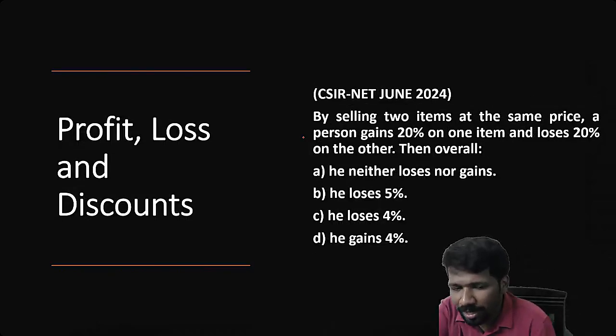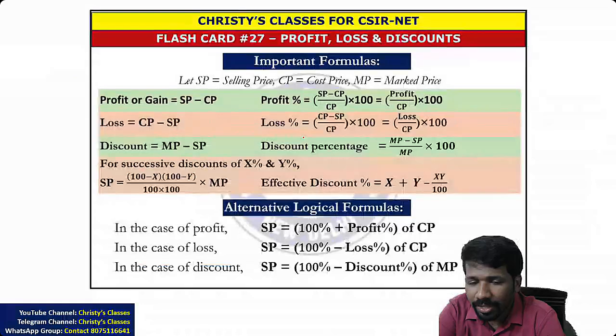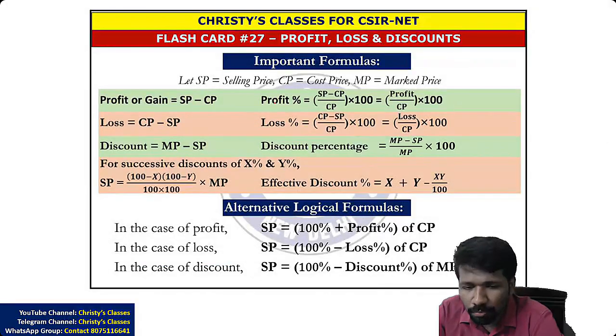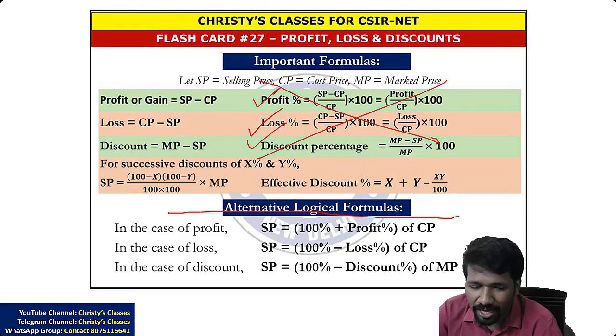Profit, loss, discount are money related problems. How to calculate money related problems. In school you have learned profit percent, loss percent, discount percent. Right? I will be redefining all these formulas. These formulas are why this chapter is difficult. You can use the alternate logical formula.